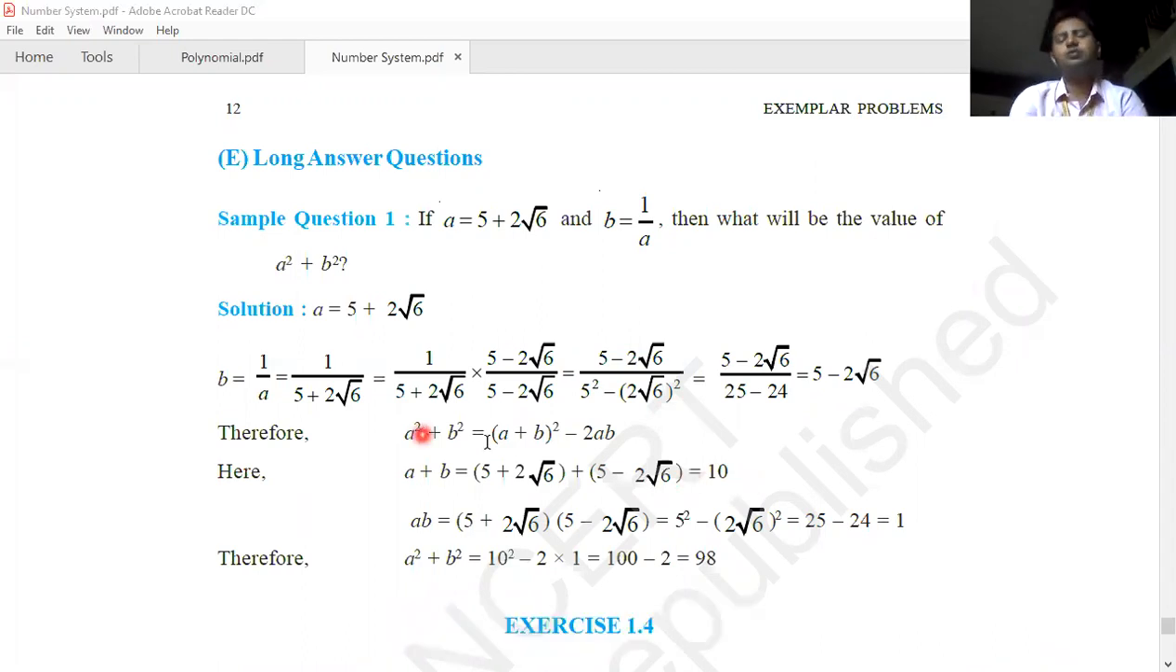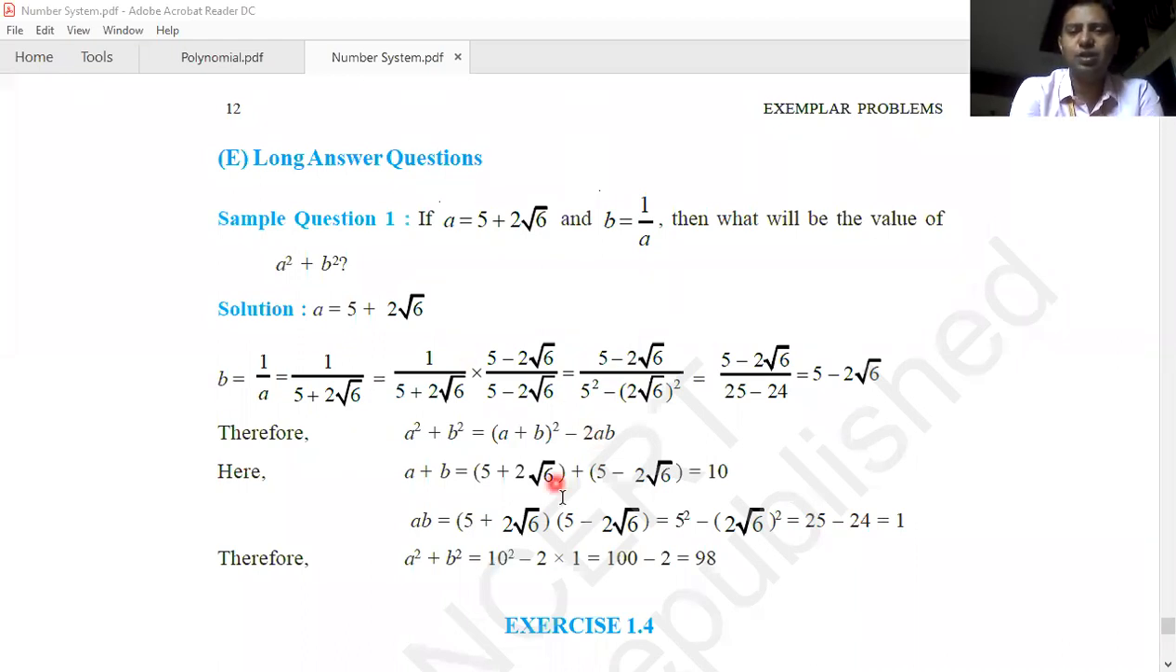If we require the value of a square plus b square, we know that a square plus b square is a plus b whole square minus 2ab. A plus b whole square is a square plus b square plus 2ab. This plus 2ab transposes from the left hand side to the right hand side and becomes minus 2ab.